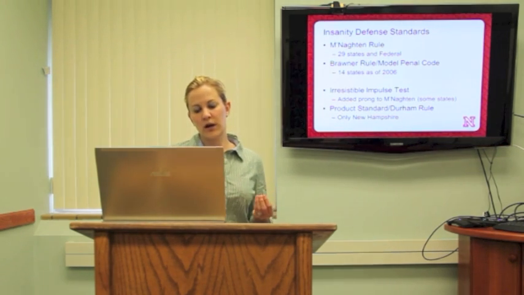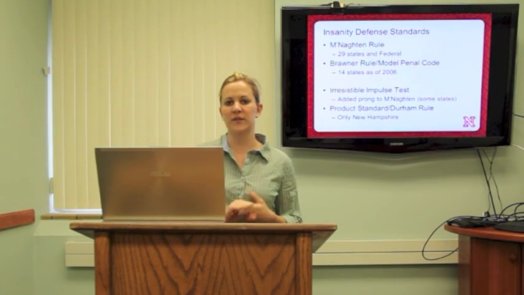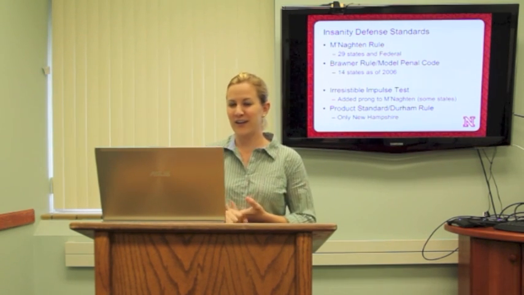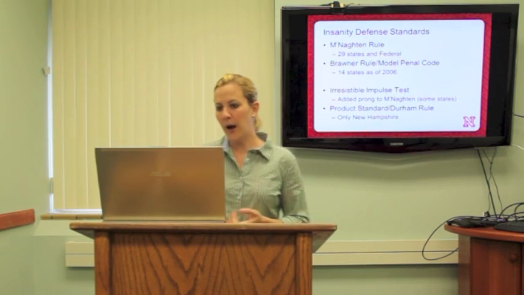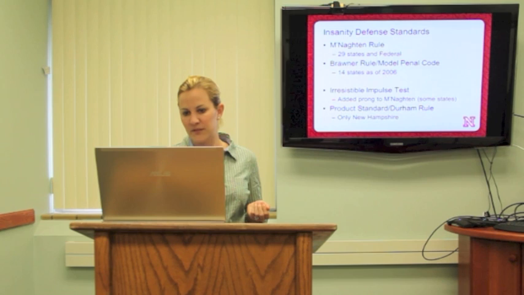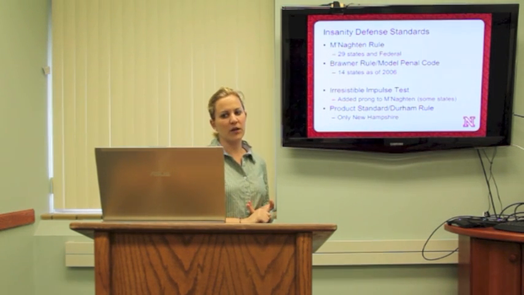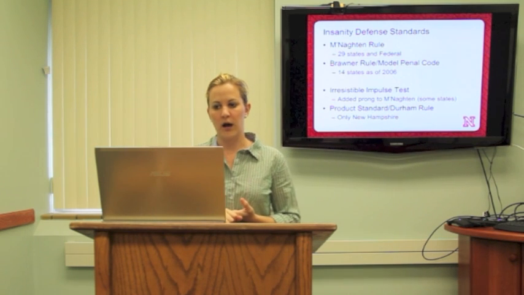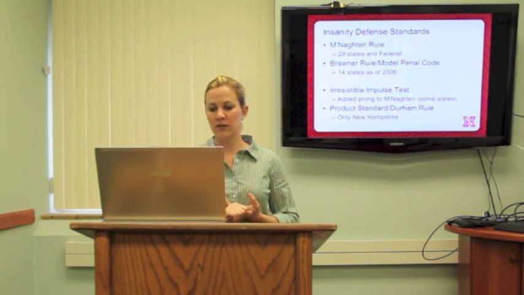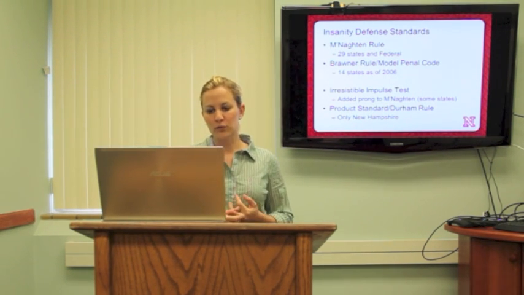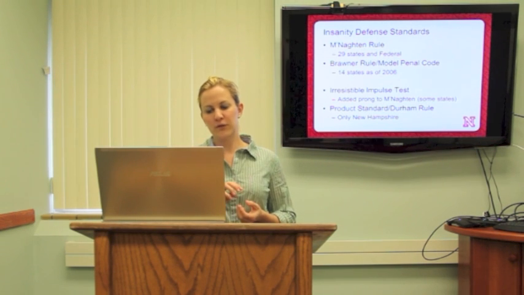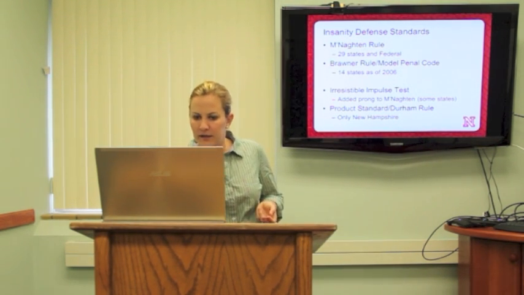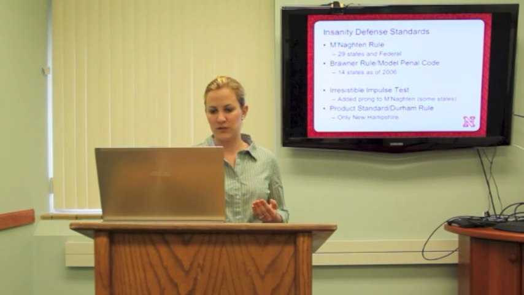So the book discusses two of the most common standards. I'm not going to go through each one of the first two, because I encourage you to read that in your book. But the book doesn't mention the second two. The first one is the M'Naghten Rule, which is the most commonly used rule. 29 states and the federal government use the M'Naghten Rule. The Brawner Rule is used in 14 states, and the specific language of each of those is mentioned in your book.